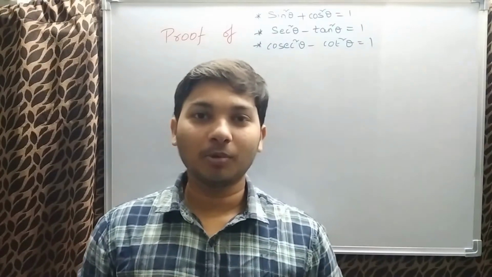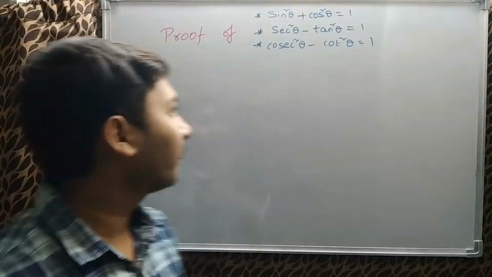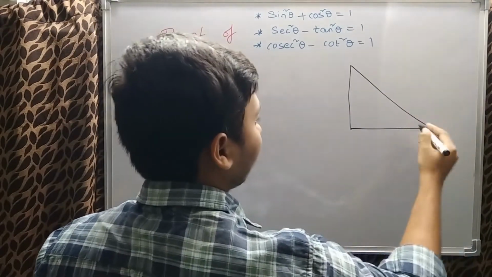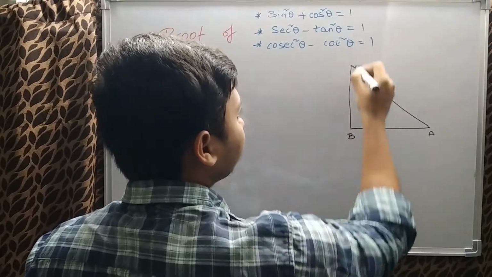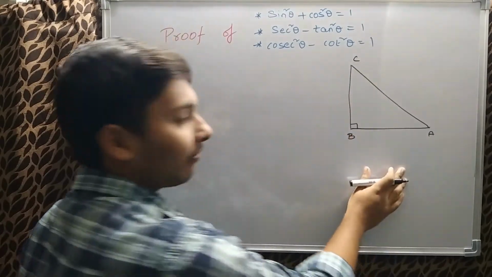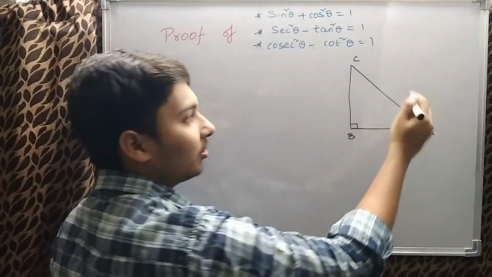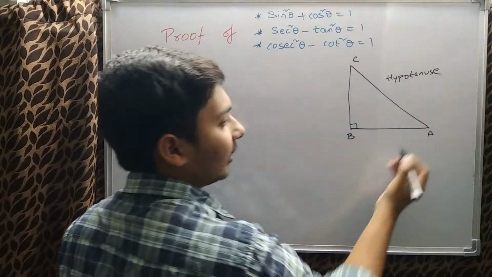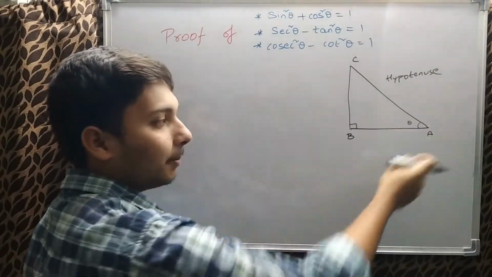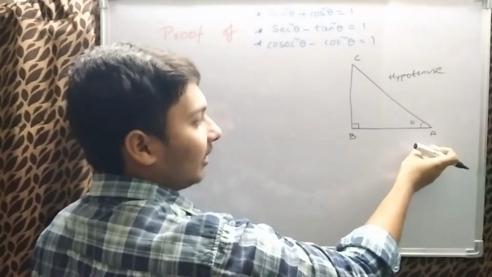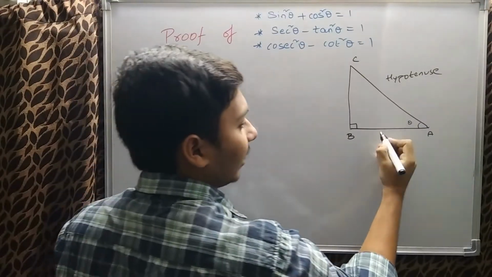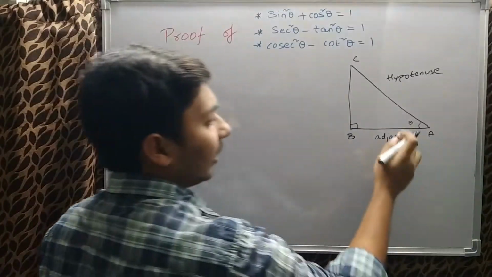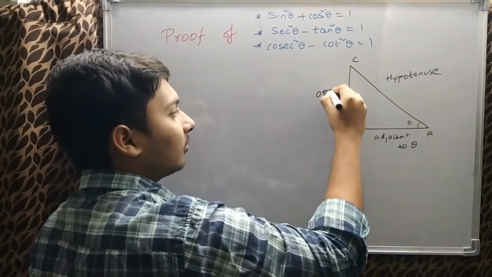Now I am going to explain the proof of these trigonometric identities. First assume a right angle triangle like this, right angle triangle ABC, right angle at B. So here AC is the hypotenuse, and assume an angle theta at A. So AB becomes the adjacent side to theta and BC becomes opposite to theta.